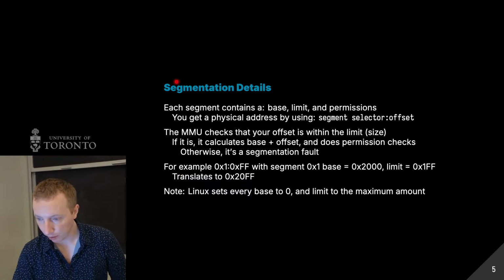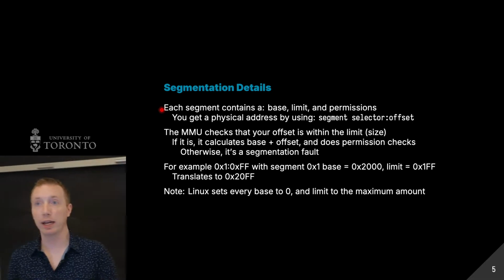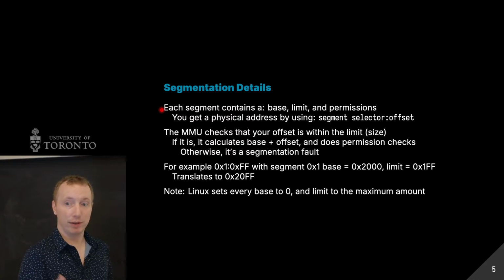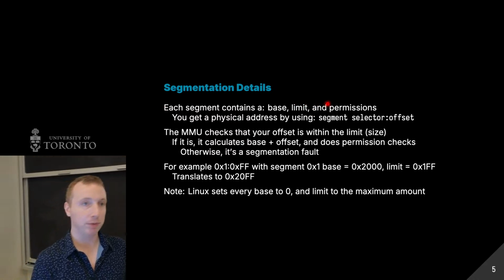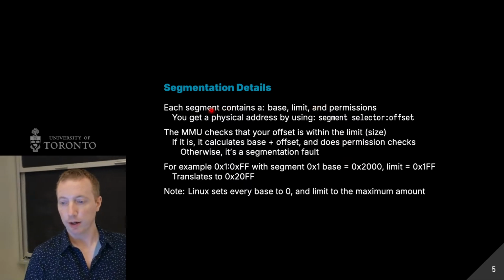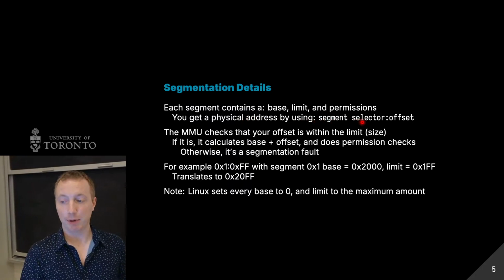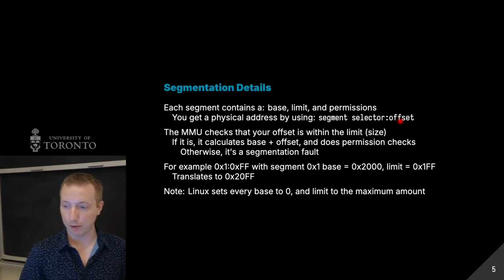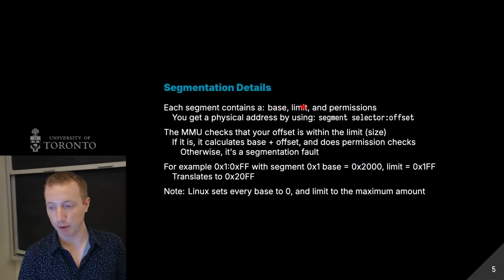But how that works is each segment in your program, in order to calculate the resulting physical address, has a base address, like what address it starts with, how big the segment is, and a bunch of permissions, whether or not you can read, write, and maybe execute that memory. So your virtual address looks like a segment selector and then an offset, and then you can calculate what the physical address is based off this and the information about a segment.